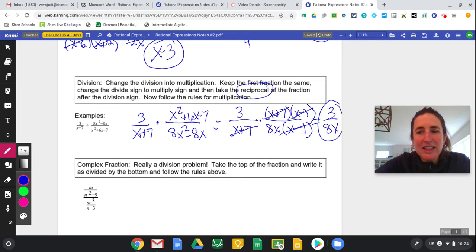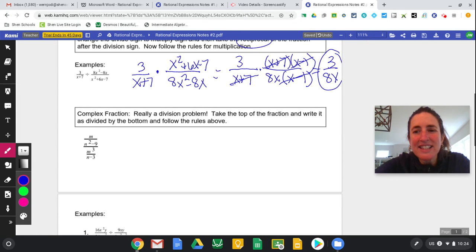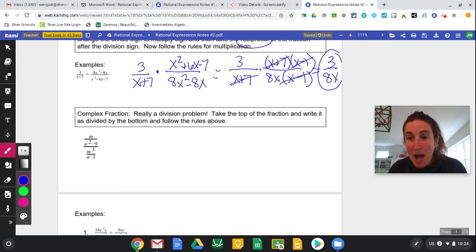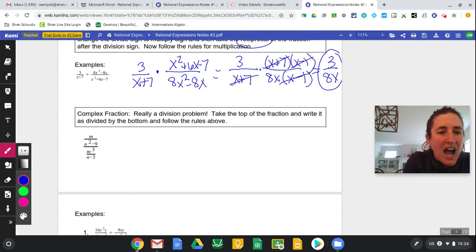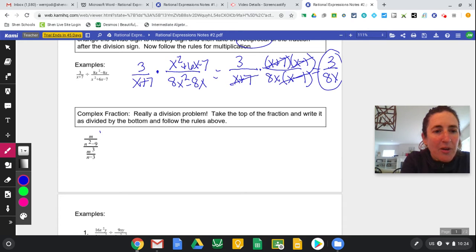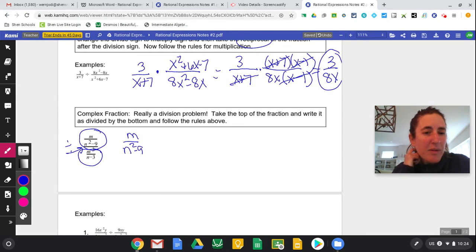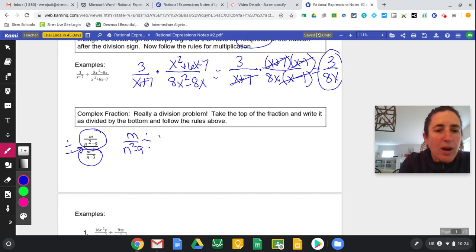Okay, folks, let's look at this crazy complex fraction. Oh dear, a fraction divided by another fraction. Don't panic, I'm going to rewrite it. M over n squared minus 9. And now I remember that when I rewrite this, it's really a division problem.